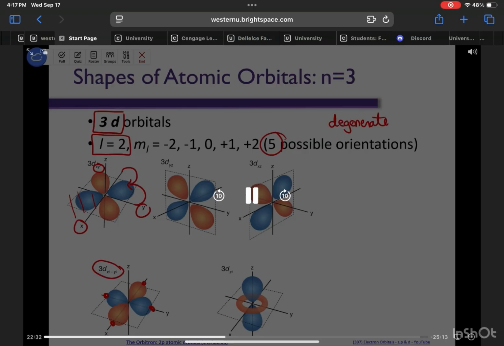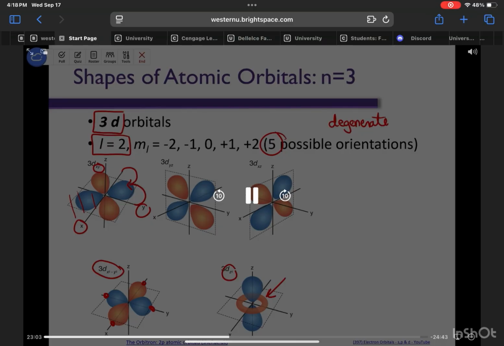Okay, the final one is the dz squared. And this is the kind of funky one because it looks like it has a donut happening. So imagine, let's see if we can align this. We still have the blue lobes going up and down, but now my red balloons have turned into one of those inner tube donuts. Does anyone like to swim in those things where you have it around your waist and you can flutter around? So it kind of looks like that, but the red balloons have turned into a little belly donut.